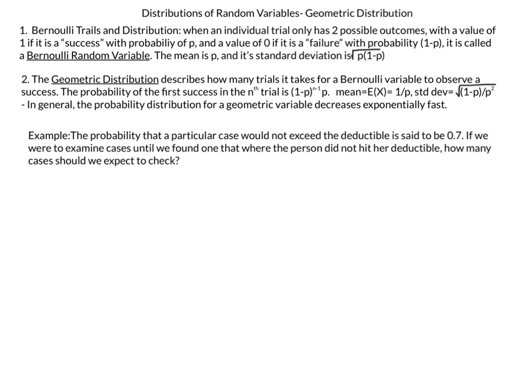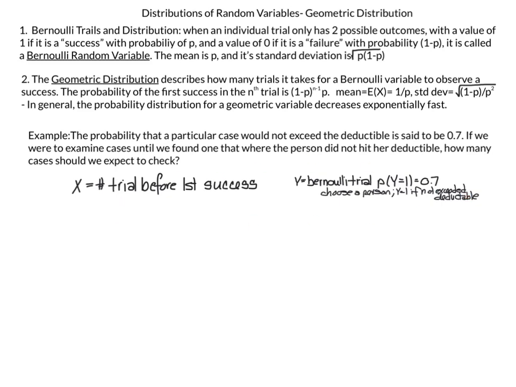An example problem. The probability that a particular case would not exceed the deductible is said to be 0.7. If we were to examine cases until we found one where the person did not hit their deductible, how many cases should we expect? We have, again, our 2 random variables where y is the Bernoulli trial where we choose a person, we let y equals 1 if they do not exceed their deductible, probability of y equals 1 is 0.7. And then we have x, the number of trials before success. We want to examine cases till we find one.